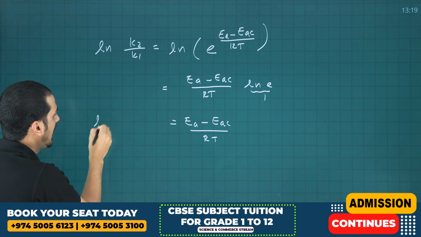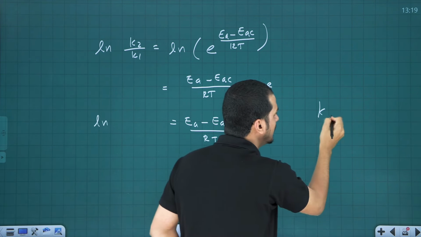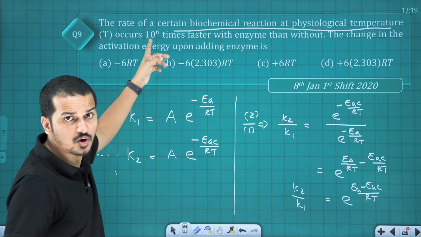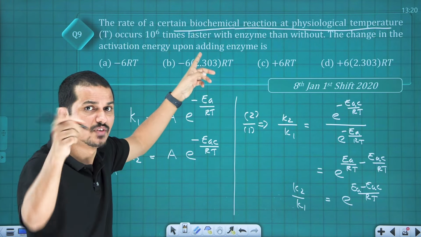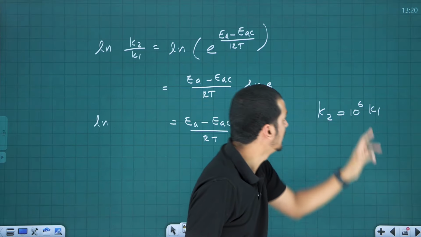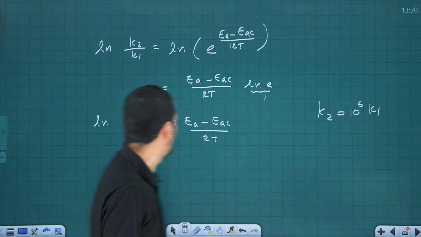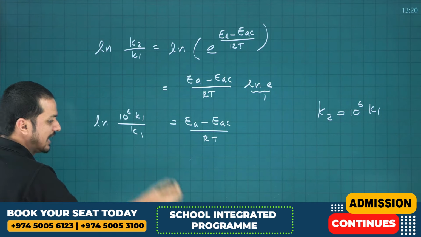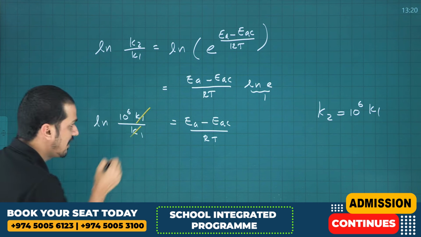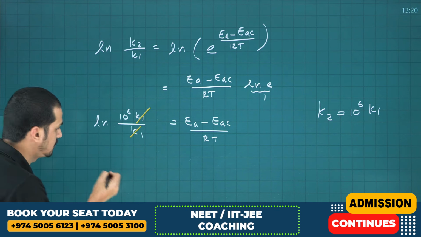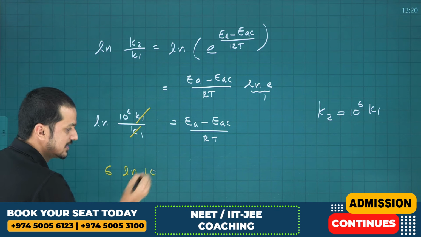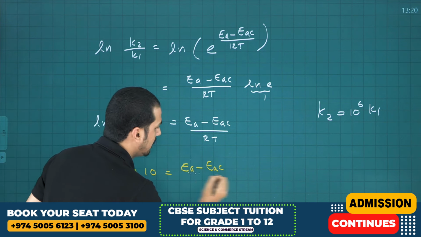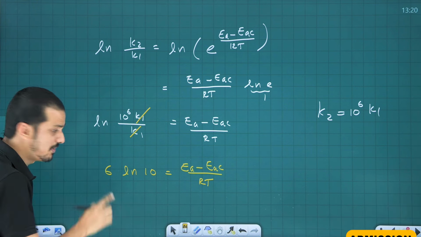What about this one? ln of K2 by K1 equals how much? They have given 10 raised to 6 times K1. In the question they are telling us that it occurs 10 raised to 6 times faster with the catalyst. So I can write K2 equals 10 raised to 6 times K1, and I substitute that here. 10 raised to 6 K1 divided by K1, K1 I can cancel. ln 10 raised to 6 means 6 ln 10. That's equal to EA minus EAC by RT.